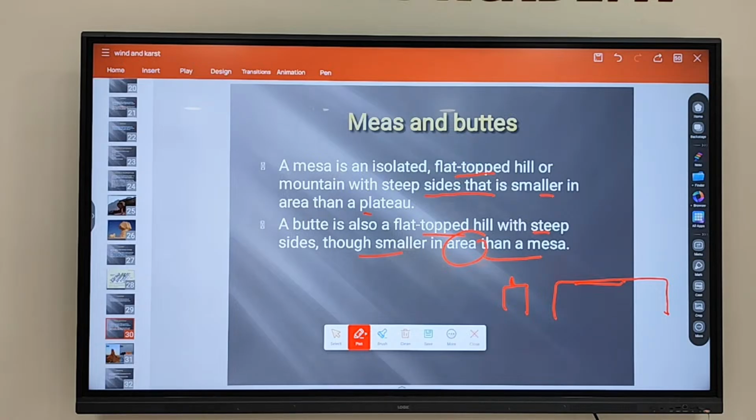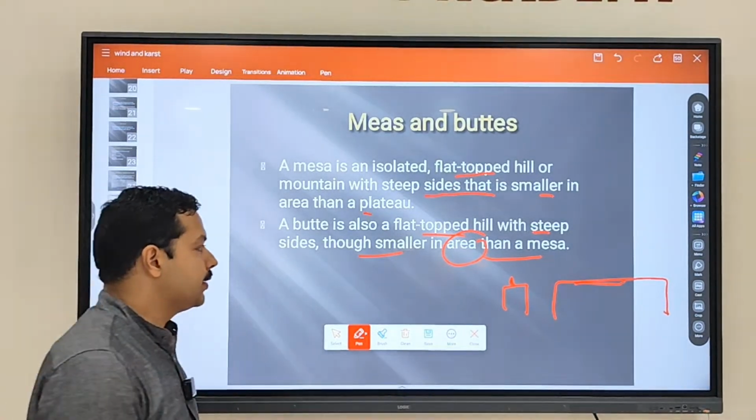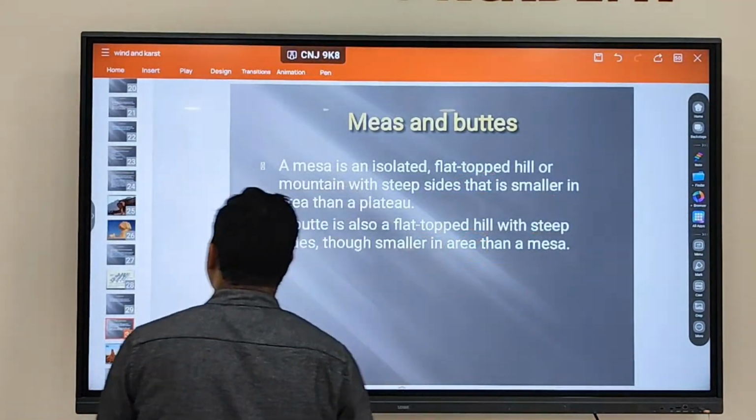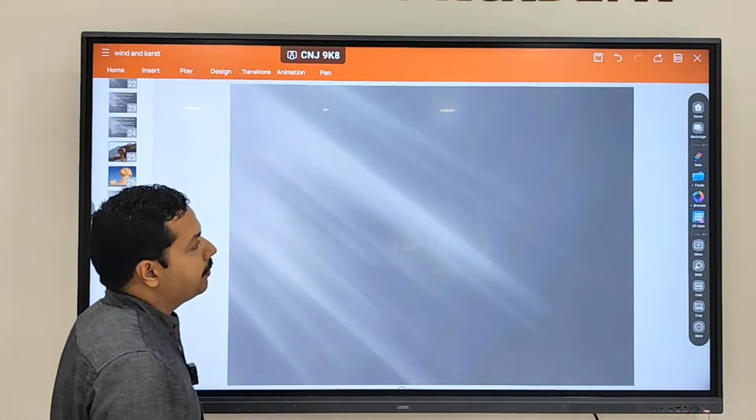Fine. So what we discussed: mushroom rock, second is what? Yardang... the third is Yardang, the fourth is what? Mesas and Buttes. The fifth is your Inselberg. Inselberg is what? This type.